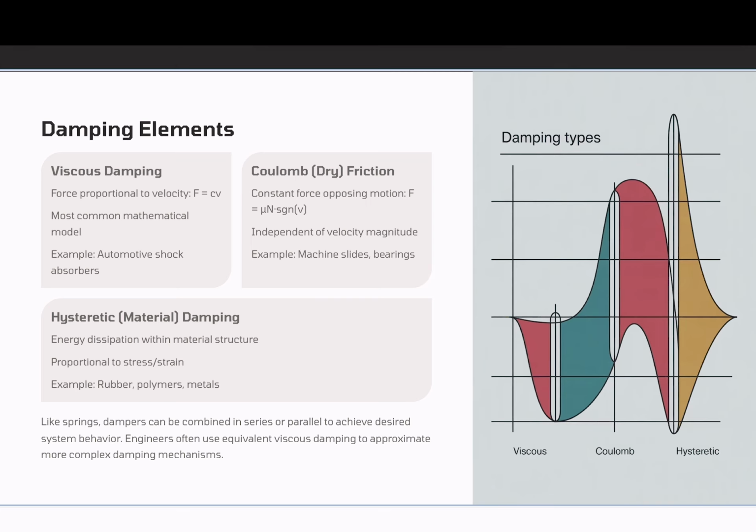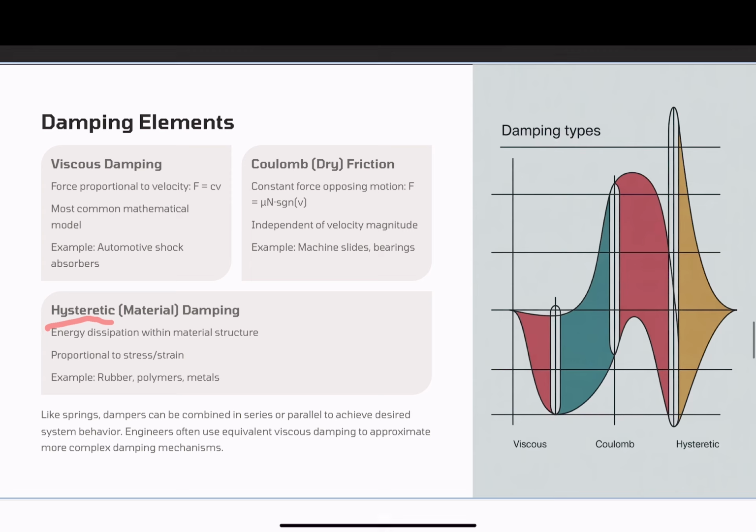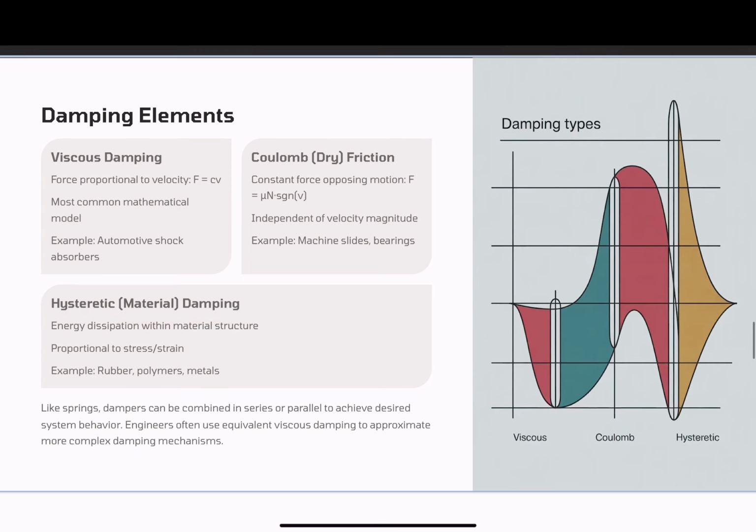Now the third element in a vibration system, the damping. The damper removes energy from the system, usually converted into heat, and plays a big role in controlling vibrations. We have three types: the viscous damping, the Coulomb or dry friction damping, and the hysteretic or material damping.